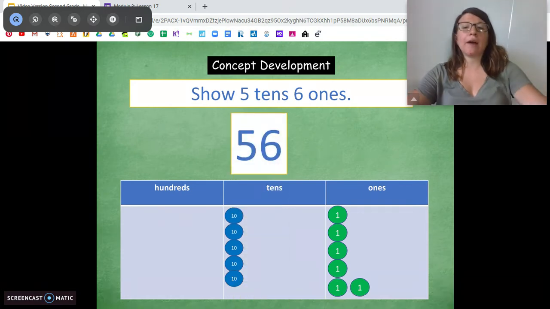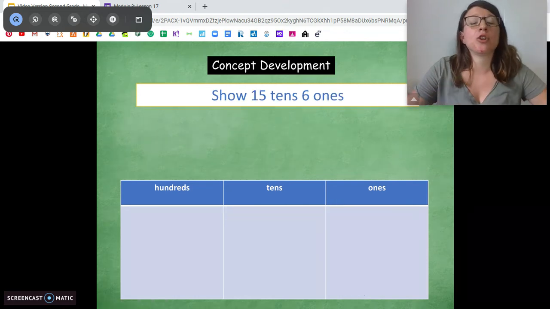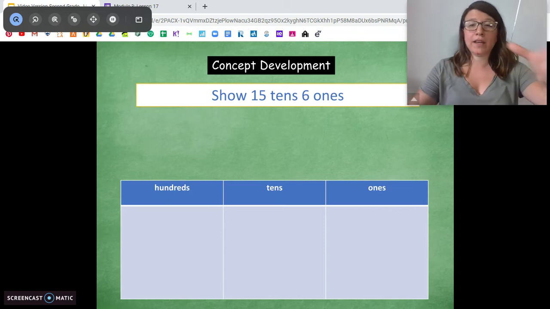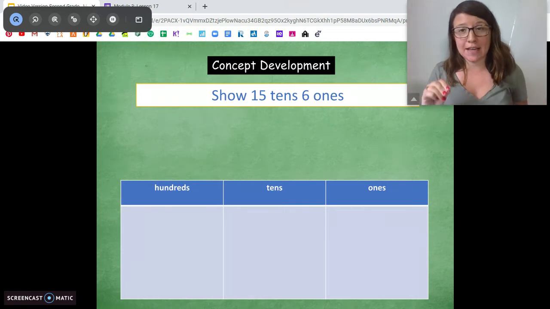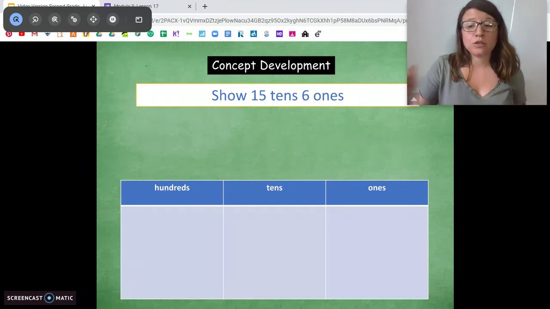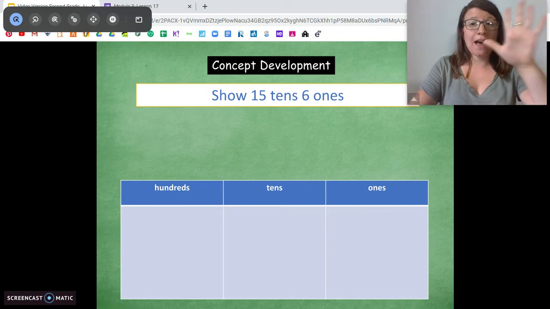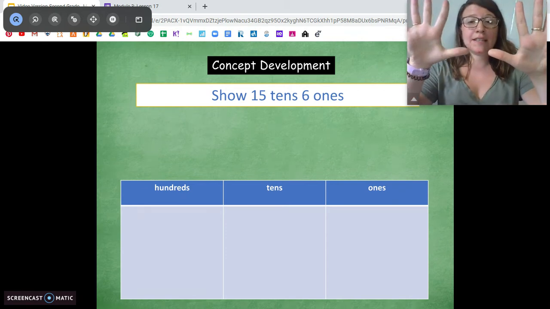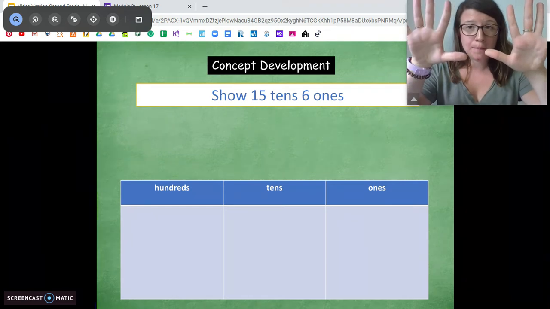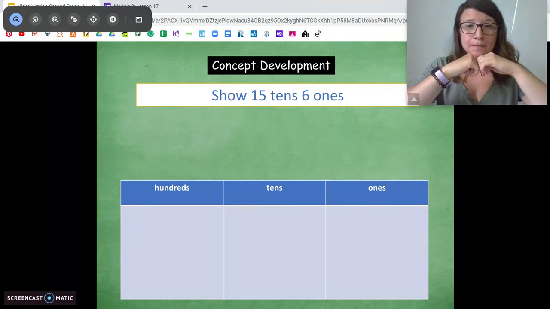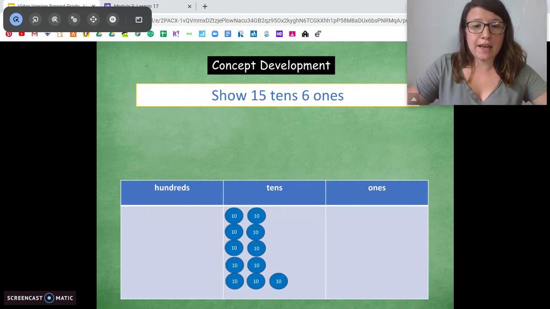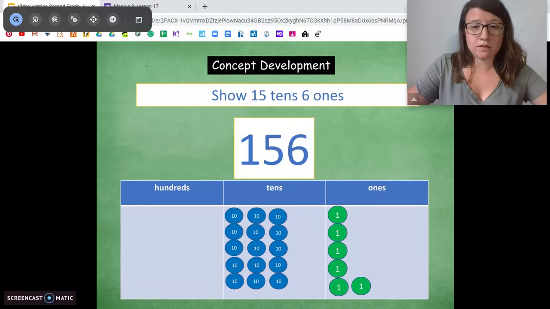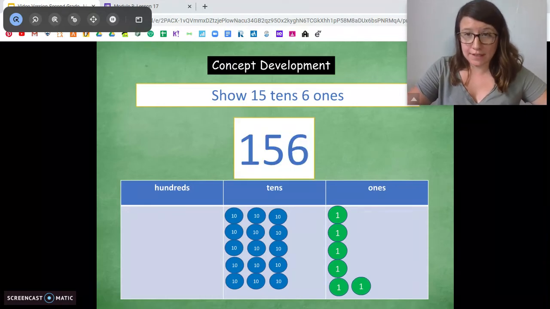Awesome, 56, good. Now on your other place value chart, I want you to show me 15 tens and 6 ones. I know we can regroup and move them over to the hundreds, but I don't want to see that. I want to see 15 tens in the tens place. So pause the video, show me that on your place value boards. You should have 5 tens, 6 ones on one side, 15 tens, 6 ones on the other side. Okay, pause and do that now. So you're going to have 15 tens, 6 ones, which equals 156.